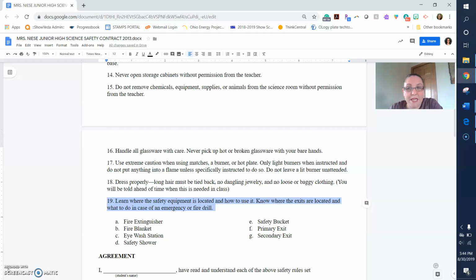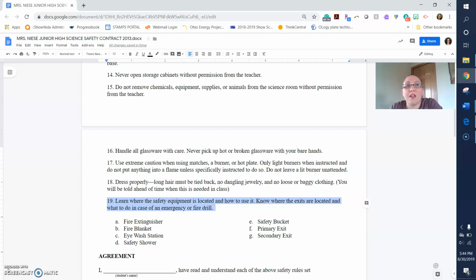The fire blanket is over by the windows above the lab counter. The eye wash station is at the back of the room by the lab counter. The safety shower is out in the hallway in the custodial closet right next to my room. The safety bucket I keep right underneath this fire extinguisher.